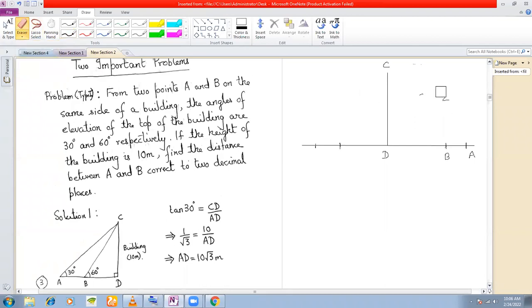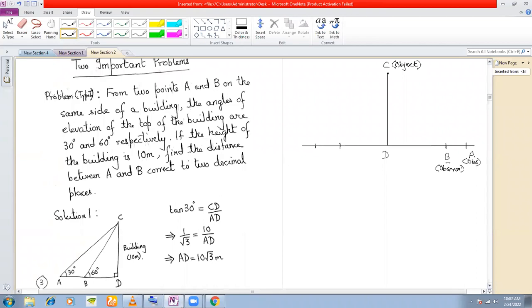Okay, now what are they saying? That from 2 points A and B, so you have 2 points A and B on the same side. Okay, the angles of elevation of the top of the building are 30° and 60°. So from A and B, the angles of elevation. Now, what does angle of elevation mean? Angle of elevation means the object is at an elevated position. That means here is your object, and the observer is at a lower position. So this is your observer at A and B both, right? This is your observer. Okay.